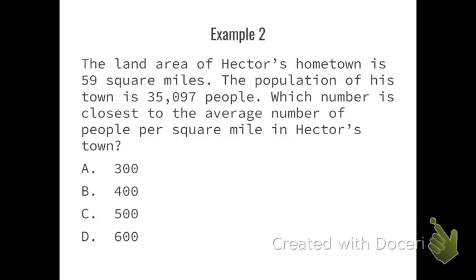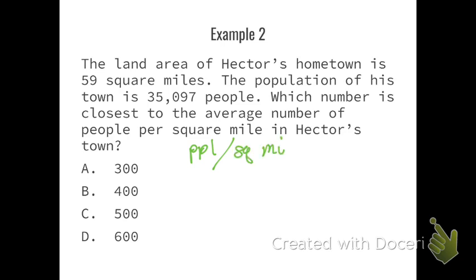Here's the next example. We have Hector, and his hometown is approximately 59 square miles, and the population of his town is about 35,097 people. We want to find the average number of people per square mile in his town. People per means divide by square miles.